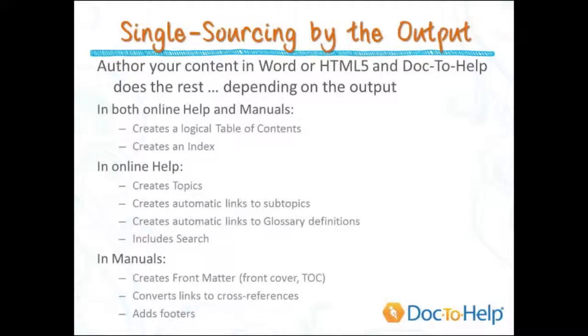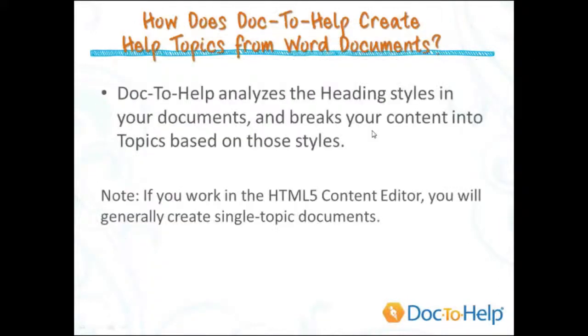It has search, of course, a robust search. Now in manuals, Doc2Help creates the front matter for you, the front cover and the TOC. It converts links to cross-references. So instead of it just being a hyperlink, it'll say, you know, this topic on page whatever, and does that automatically. And it adds footers. I always like to point that out. It's a small point, but a lot of folks think that you'll create all kinds of online help content, but for manuals, you still need to do it manually, so to speak, insert the front matter and things like that. You don't. All of them can be built right out of the box.